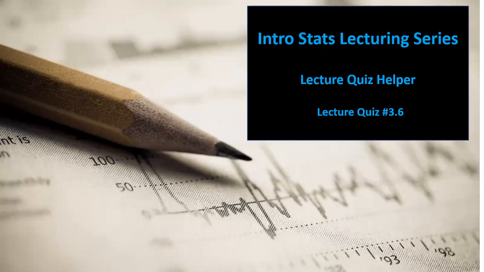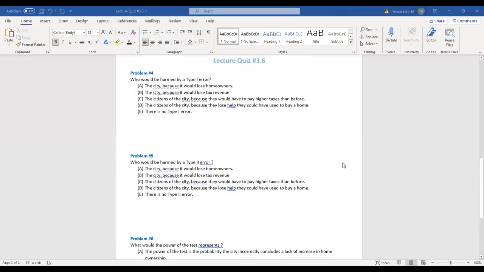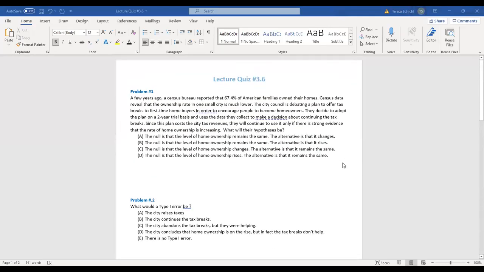So for this quiz helper, we're going to work on the lecture quiz number 3.6. And hopefully, this quiz helper can help you to solve the problems on the lecture quiz 3.7. Okay, let's go ahead and take a look at what type of problems we have here. So the first problem here, let's take a look.